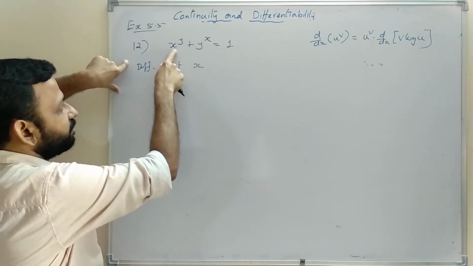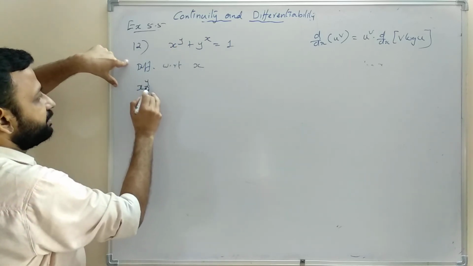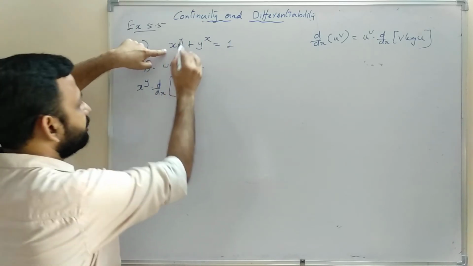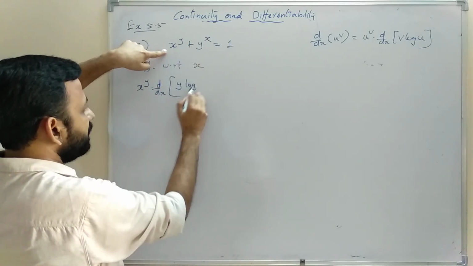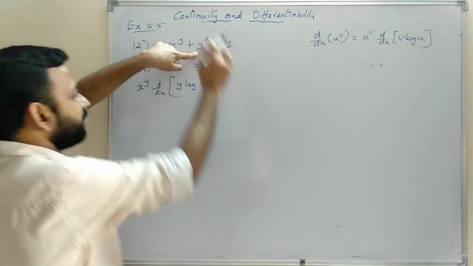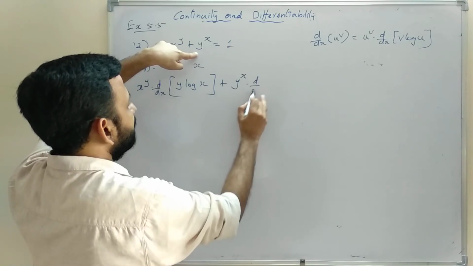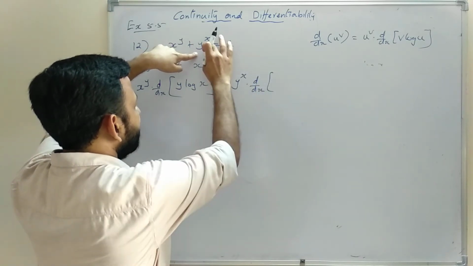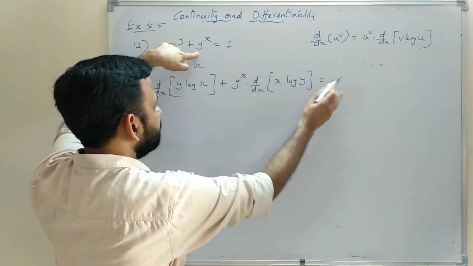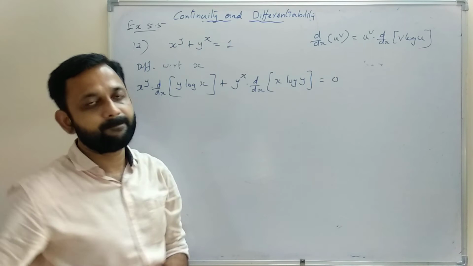d by dx of x raised to y, same formula we will use, x raised to y into d by dx of y log x, plus then d by dx of y raised to x, again same formula, y raised to x into d by dx of x log y, equal to derivative of 1 with respect to x, that is 0.